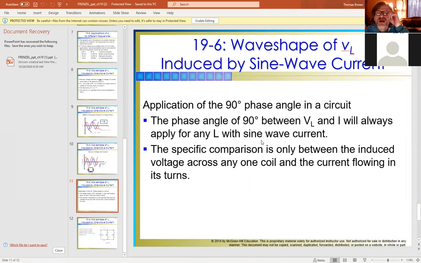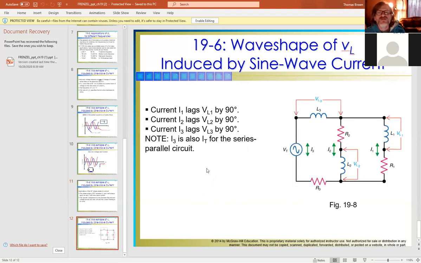Anyway, but yeah, the phase angle of 90 degrees between V and I will always apply for any inductor with the sine wave because it's reacting, and how it reacts is that particular way. So again, capacitors oppose voltage, inductors oppose current. And we can expect that every time.